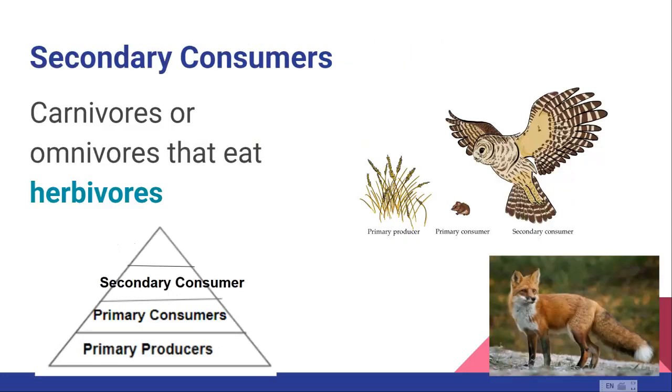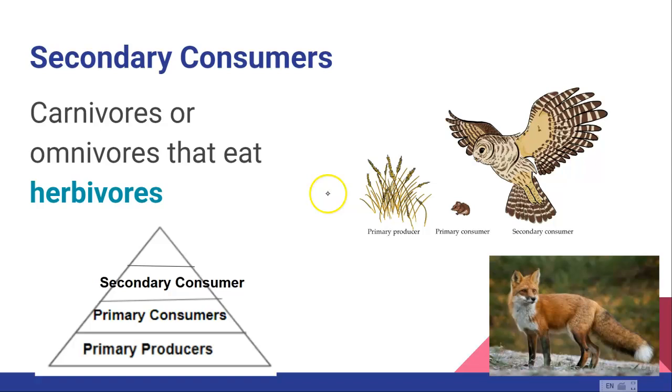Secondary consumers. Okay, so we have primary producers, we have primary consumers, and right above them, the secondary consumers are the ones who eat the primary consumers. Okay, so here we have some kind of grass, which is the primary producer. The primary consumer eats the grass, and the secondary consumer, this owl, will eat the mouse.